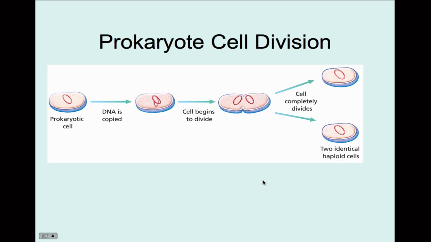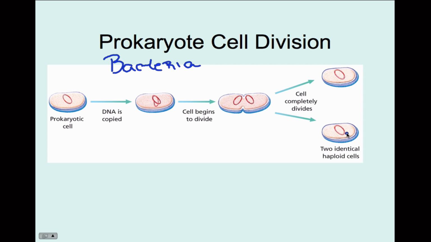All right, so the first kind of cell division we're going to talk about is prokaryote. Now remember, prokaryote means bacteria. And bacteria are fairly simple organisms, so their cell division is fairly simple. In a prokaryotic cell, remember it just has that single loop of DNA. This is called binary fission, and what happens is the DNA is copied. The cell begins to divide, the cell completely divides, and there are two identical copies of the cell created.